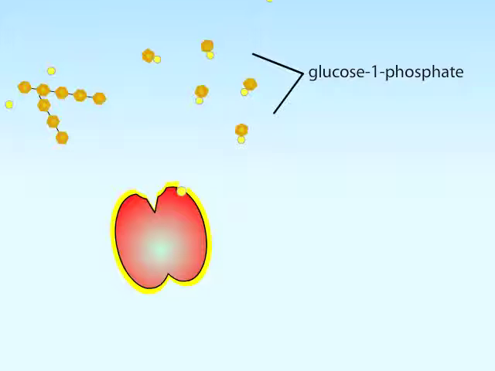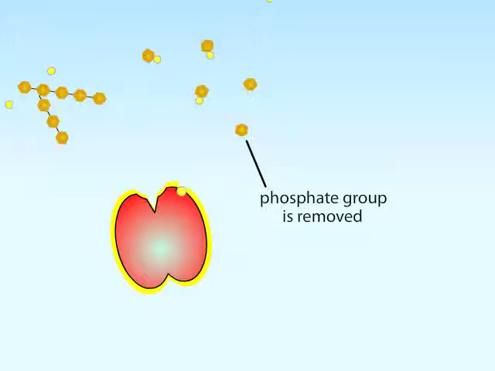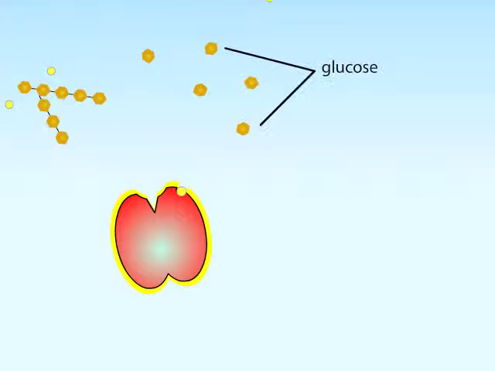During the process, the enzyme adds a phosphate group to each of the glucose subunits. Another enzyme, not shown, removes the phosphate groups from the glucose molecules. Without the phosphate groups, glucose molecules can be transported across the plasma membrane of the cell.